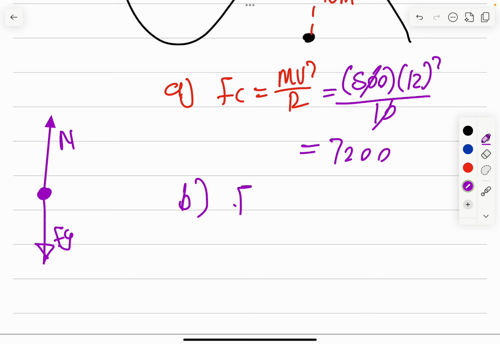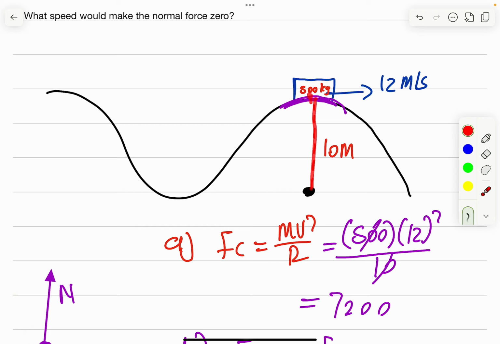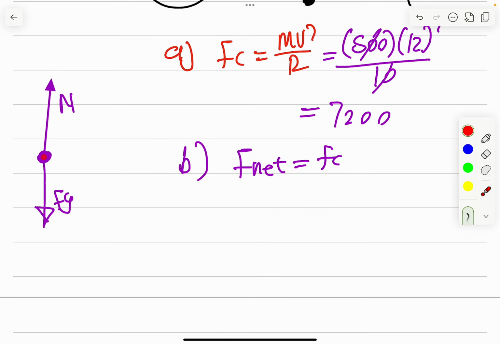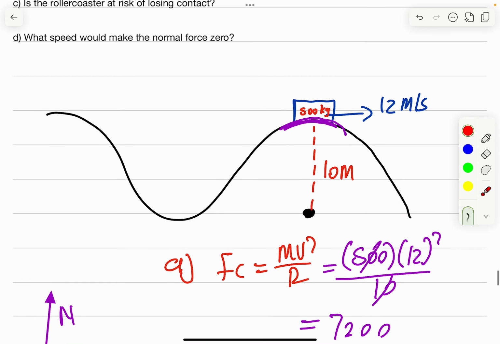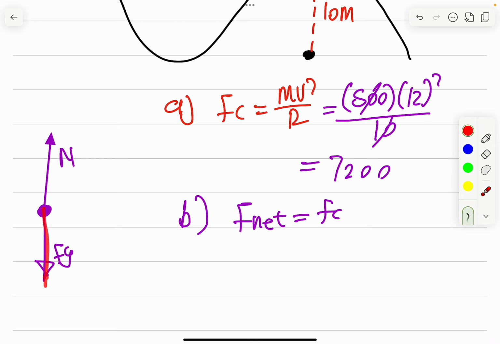Always, when you apply this formula of F net equals centripetal force, choose the force that is going to the origin of the circle to be positive. The normal force is going away from the origin, and Fg is acting towards it. So we are forced to take the Fg as positive. We're going to have Fg minus normal force equals centripetal force.